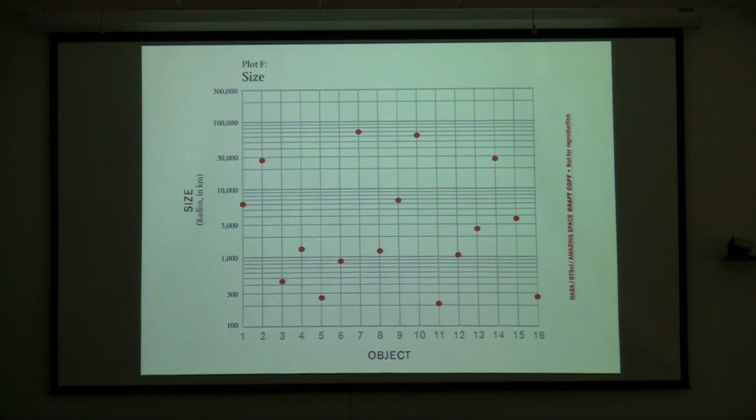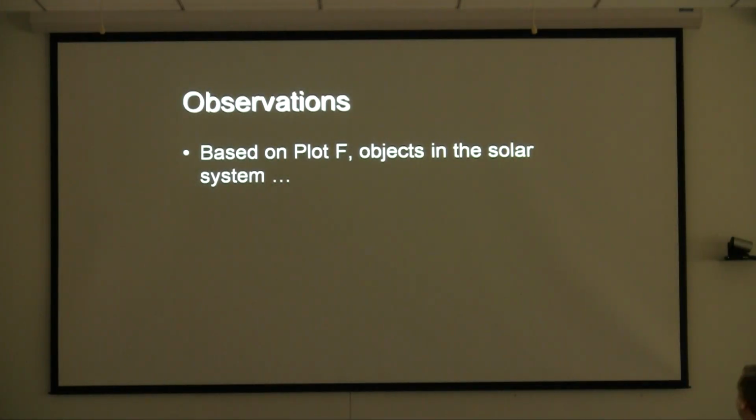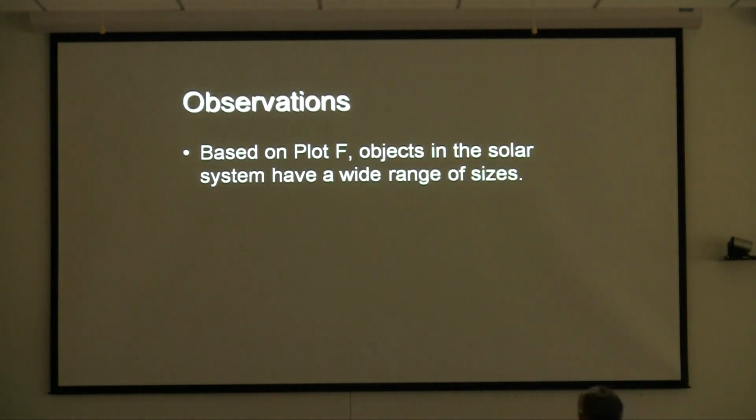We are talking about plot F and only plot F, and there's a method behind my madness. You don't want the statement that this mirrors the last plot. So, based on plot F, objects in the solar system come in a wide variety of sizes. Yes, you can get small, medium, large, and extra large in the solar system.